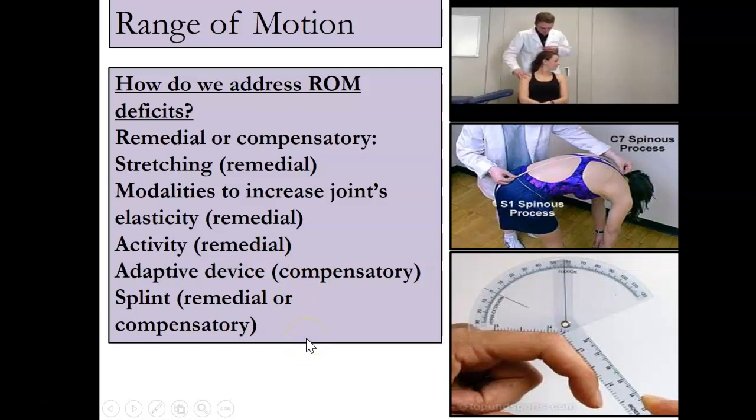How do we address range of motion deficits? A lot of different ways. We compensate, we remediate again. Examples of remediation: stretching.